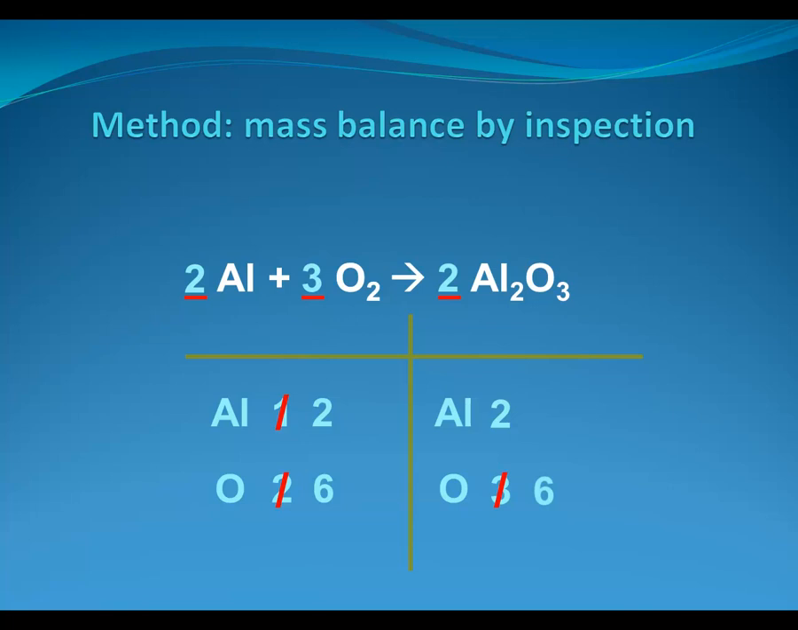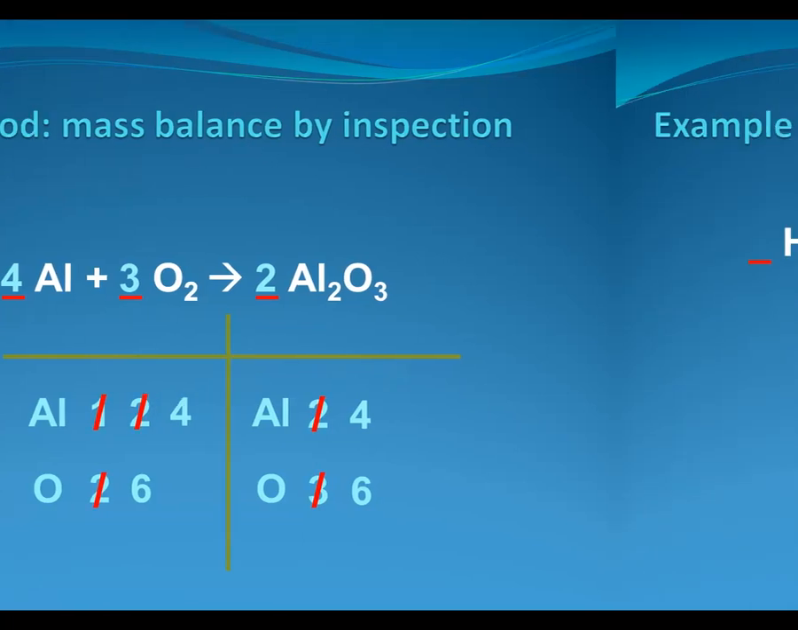But not only does that 2 affect the oxygen to make 6 oxygens, it also affects the number of aluminums. We now have 4 aluminums on the right, which means we have to go back and rebalance the aluminum. That's no big deal. We'll toss out the 2 and put a 4 there. Now we've balanced the left and the right, and they're the same number of atoms on each.